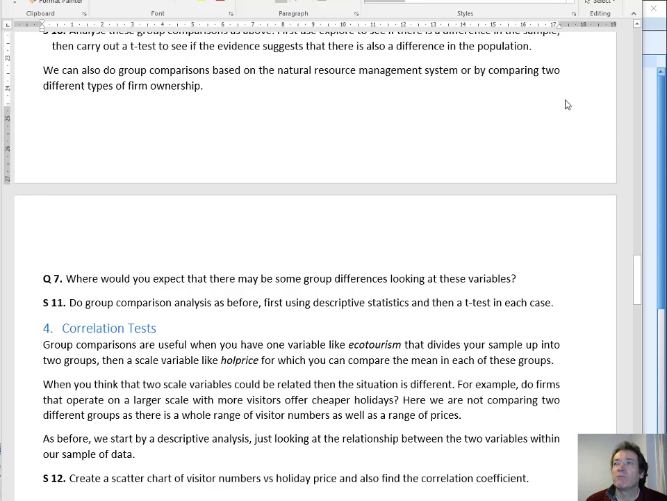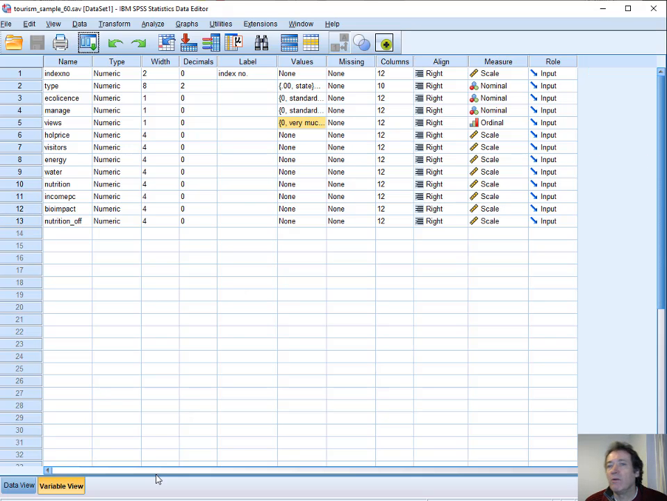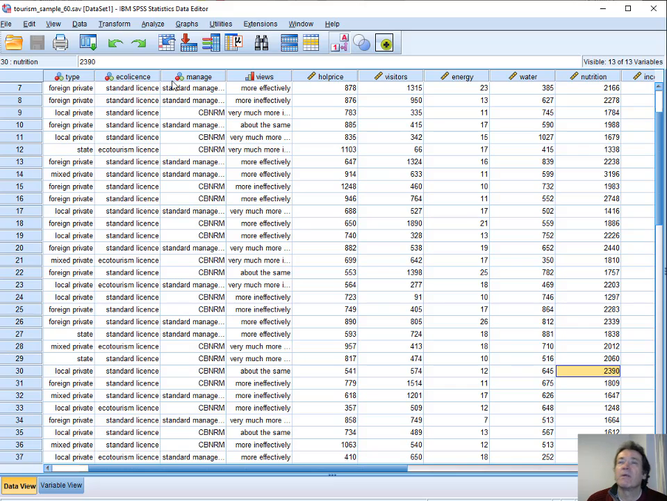So we look at natural resource management system. Which of these variables might be influenced by that? It could be views on how effectively local resources are managed. You'd imagine there'd be an effect there, or it could be energy or water use. Perhaps we'll just take views and water, and have a quick look at those.